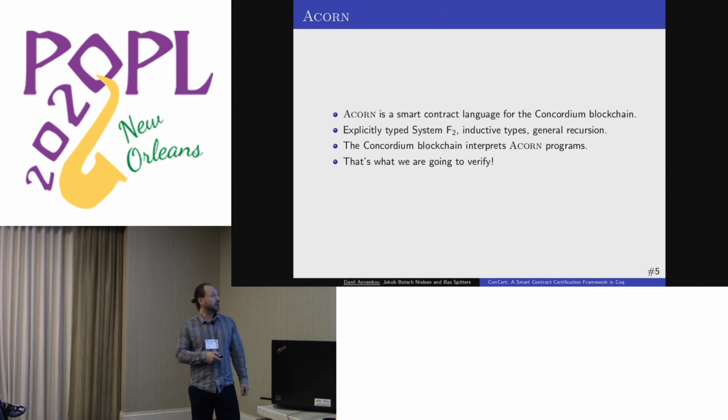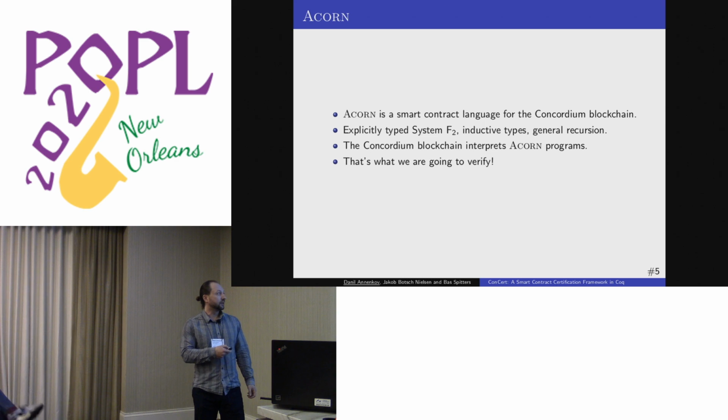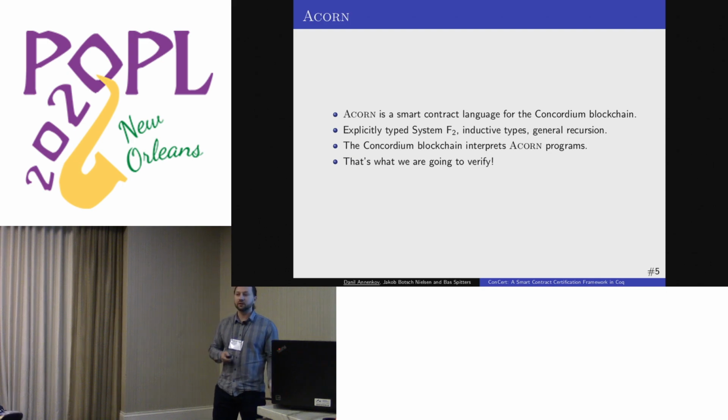So what is Acorn? As I said, it's a smart contract language for the Concordium blockchain, and it's an explicitly typed System F2 with inductive types and general recursion. Another thing to emphasize here is that Acorn is directly executed by the Concordium infrastructure. So you can say that the Acorn program is what is going to run there. That makes it a good target for verification, because this is precisely what is going to be executed.